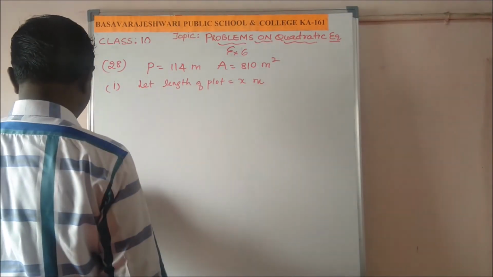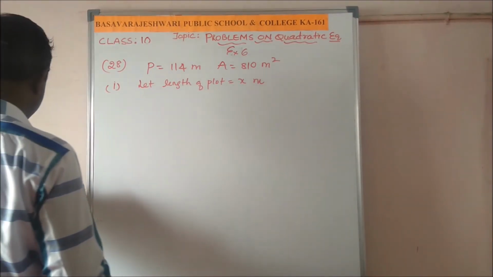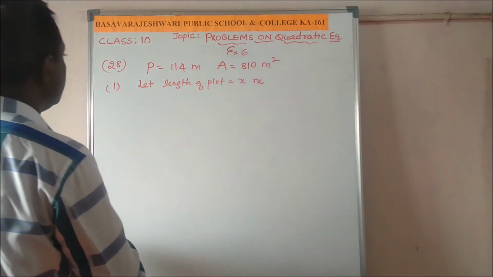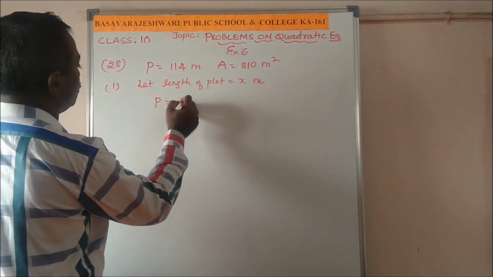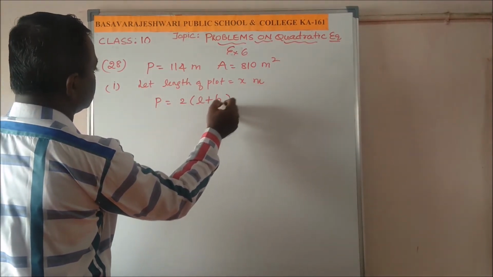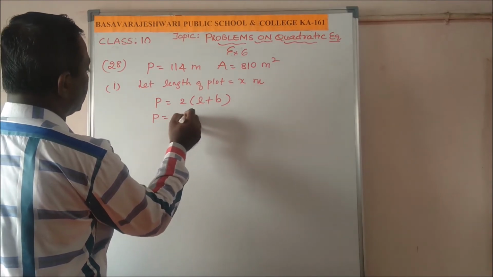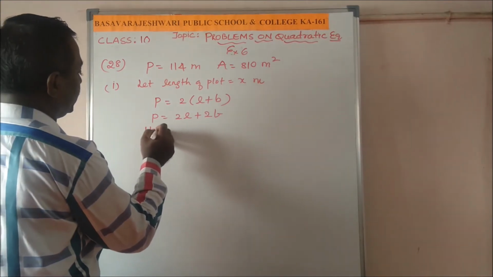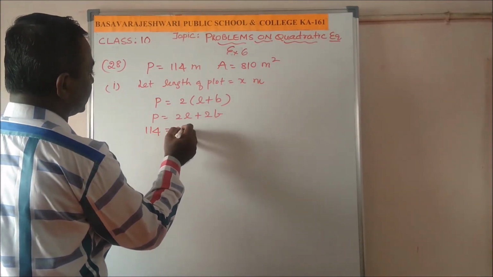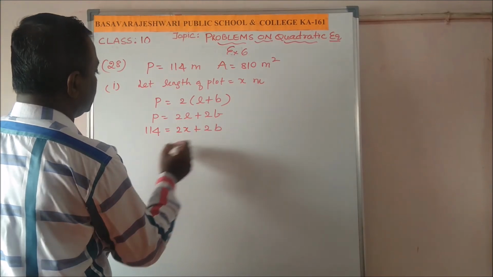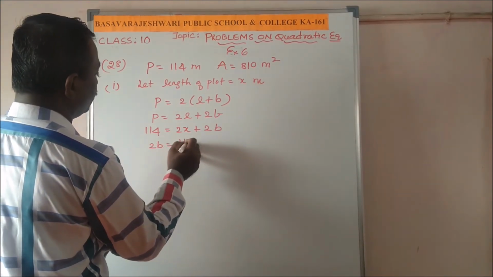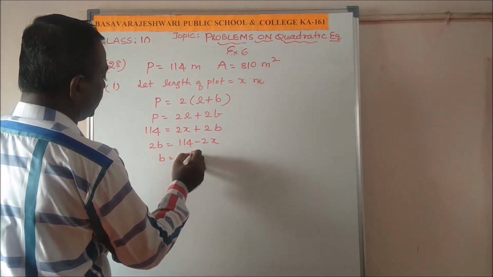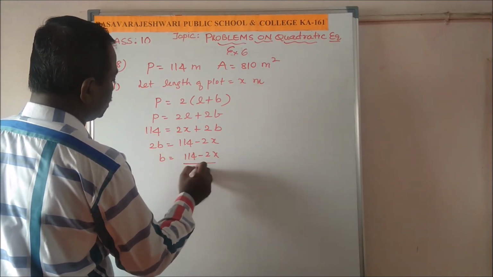Use the perimeter 114 meters to write the value of the breadth in terms of x. So perimeter formula is 2 into length plus breadth. That is P is equal to 2l plus 2b. Perimeter 114 is equal to 2 into x plus 2b. So 2b is equal to 114 minus 2x, or b is equal to (114 minus 2x) by 2.